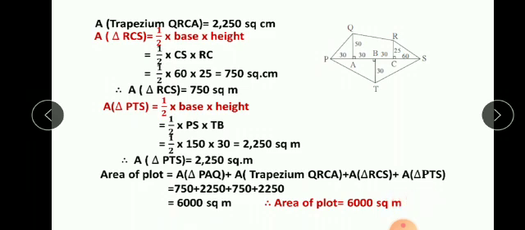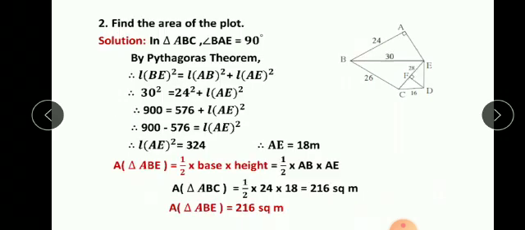Okay children, so the first sum is over. Now let us start the second sum of the same practice set. Find the area of the plot. Here the plot is given as ABCDE. So one by one, take one triangle. In triangle ABC, angle BAE is 90 degrees. In this, here we have to take BAE.